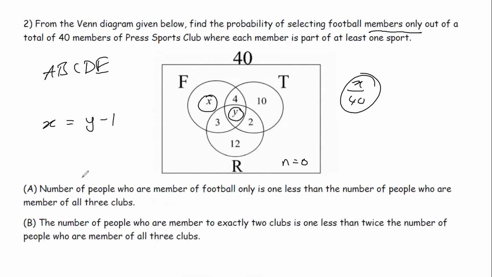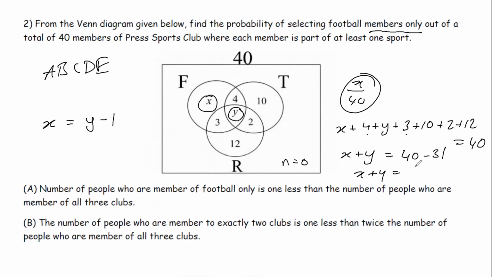Let's figure out one more thing from the question stem. If everything within the circle is 40, then X plus 4 plus Y plus 3 plus 10 plus 2 plus 12 should be equal to 40. That leaves us with X plus Y equal to 40 minus 4, 3, 10, 2 and 12, which gives 40 minus 31. So X plus Y is equal to 9. This is information we get from the question stem. The first statement tells us the other relationship.